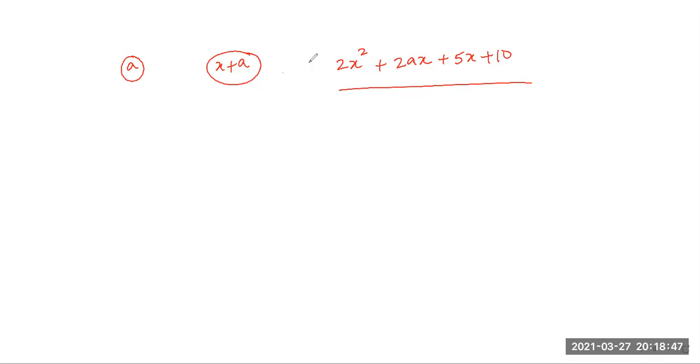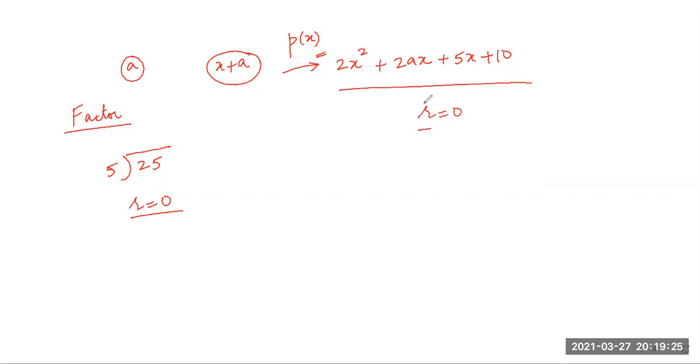Oh, that's interesting. So let's assume p of x is equal to this. x plus a is a factor of this. Now, students, you remember the factor theorem? Do you remember the factor theorem? If I'm going to divide 25 by 5, the remainder will be 0. This is a factor of this. So if I divide this by this, the remainder would be 0. Am I right? Is it right? The remainder would be 0.